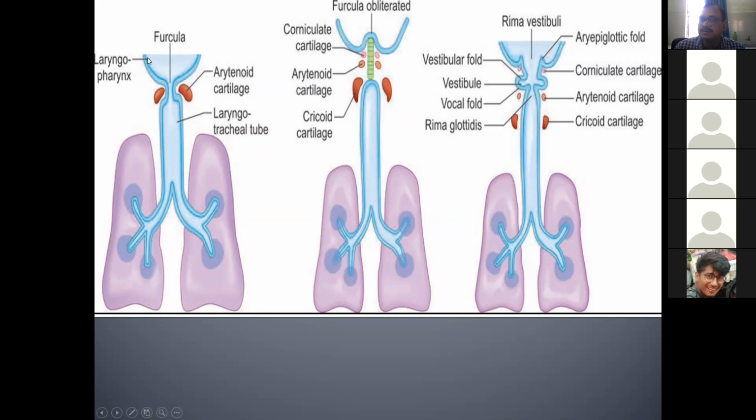So that septum, after separating the esophagus and trachea, is left behind just in form of a minute orifice, and this minute orifice is known as furcula or furcula of His.